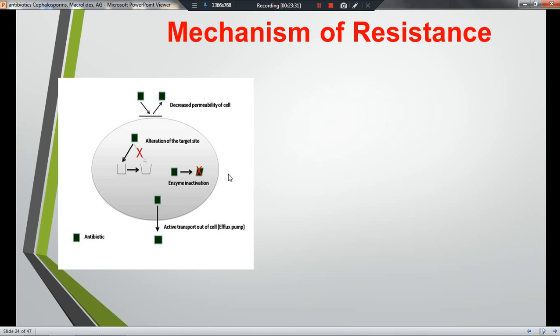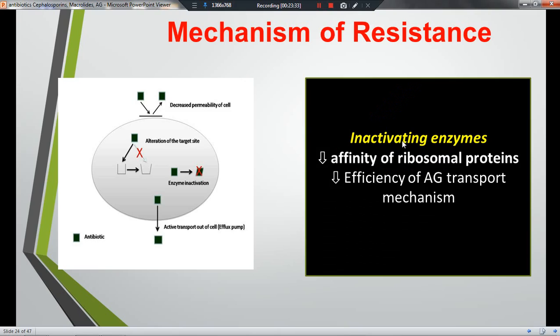That is, they produce beta-lactamases that inactivate the drug. Similarly, for aminoglycoside also, the inactivating enzyme is a major mechanism of resistance. The bacteria produce enzymes that inactivate the drug. Other mechanisms are also there, that is decreased affinity to the ribosomal proteins and altered ribosomal proteins, and decreased efficacy of the transport protein that transports the aminoglycoside into the cell.